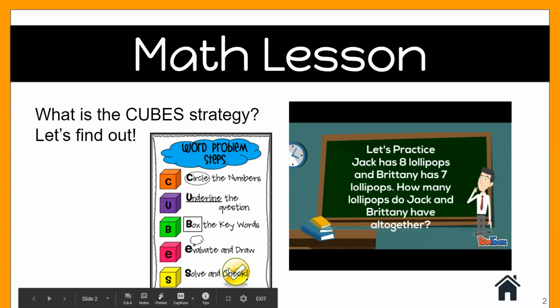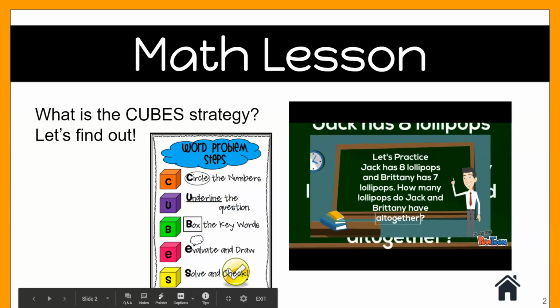Next, we will work with the letter B in CUBES. We need to box all the math action words. These are the words that help us identify the math operation we need to complete. Do you know what the math action word is in this problem? Exactly, all together. Go ahead and draw a box around the words all together.